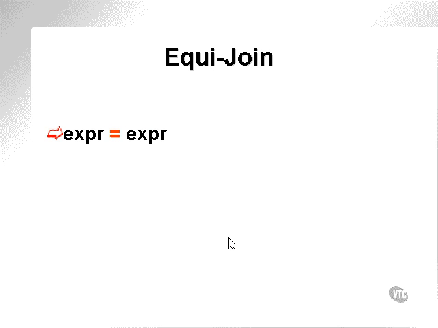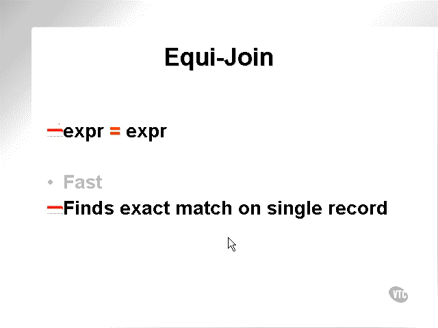An equijoin sets an expression equal to an expression or asks if an expression is equal to an expression. This is very fast. Why? Because it finds an exact match on a single record. It goes straight into an index and finds one record with 4 discretes through a B-tree, uses the row ID to go to the table, and finds the exact record. It's the fastest method of searching, and obviously the fastest method of joining.